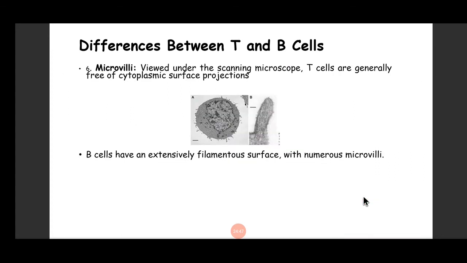Another difference is the electron microscopic difference, because B cells have microvilli on their surface. These microvilli structures are present only on B cells, not on the T cells. They are present on B cells extensively, and T cells are free from such structures. But this can be seen only under a scanning electron microscope, not under the light microscope.